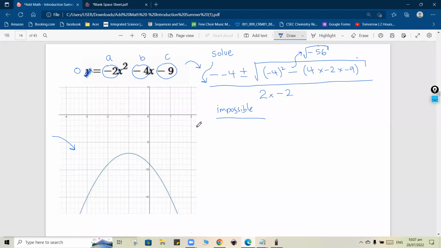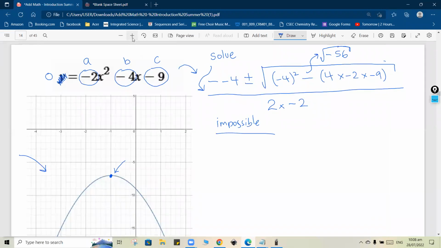But here's the thing, right? Whether the graph cuts the x-axis or not, doesn't this graph still have a maximum point? It still has a maximum point. Not having solutions doesn't exclude it from having a maximum or a minimum point. It's still possible. Do you all think you can estimate by just looking at the graph? Let me zoom in again as usual. I want you all to estimate what the x and y values are. What does it look like?